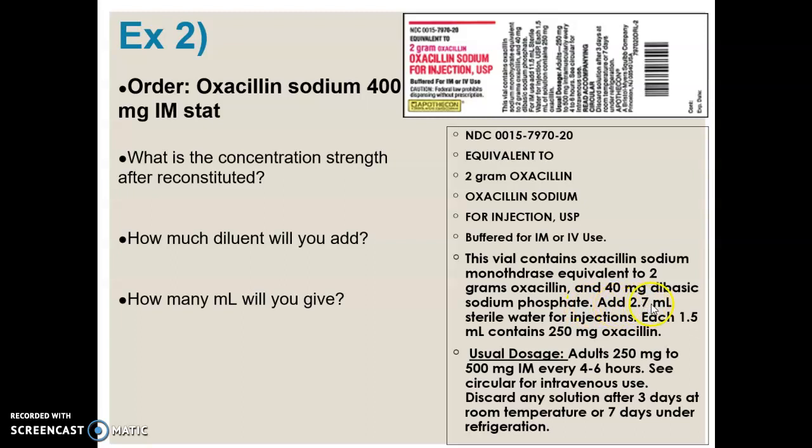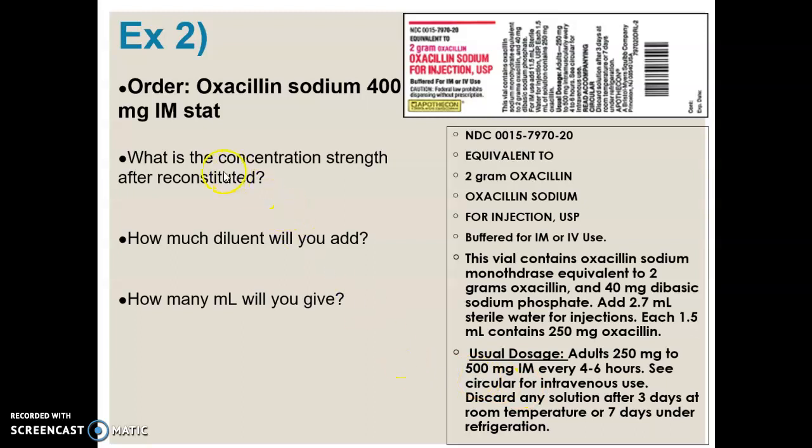It says to add 2.7 milliliters of sterile water for injection, and each 1.5 milliliters is going to contain 250 milligrams of oxacillin. And it even talks about the usual dose. You remember the safe dosage range that we talked about in week 5. Okay, that's where this stuff comes back into play.